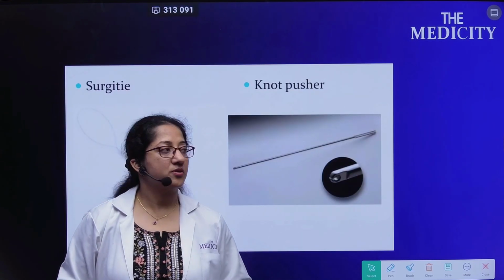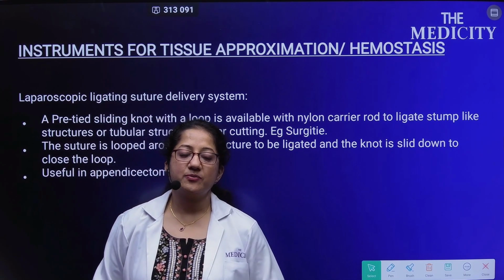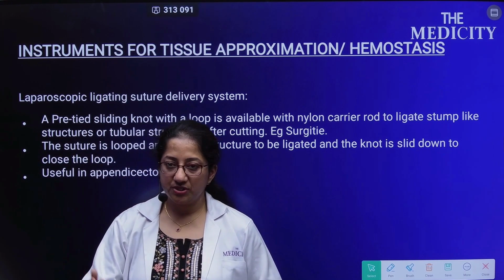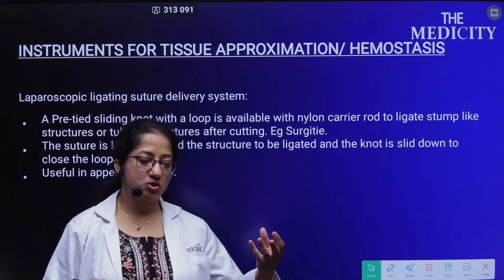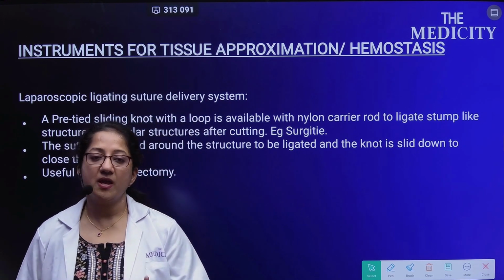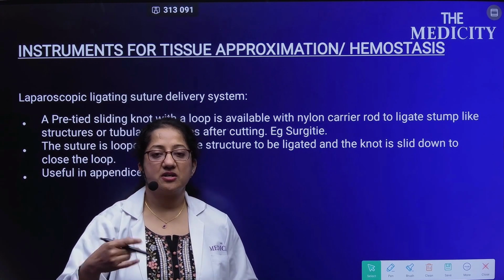Instruments for tissue approximation and hemostasis. Laparoscopic ligating suture delivery system. So what we usually use is, we take a needle holder, we take a suture, we usually use the V-lock in gynecological surgeries or the Vicryl number 1. We put it inside and we start suturing.